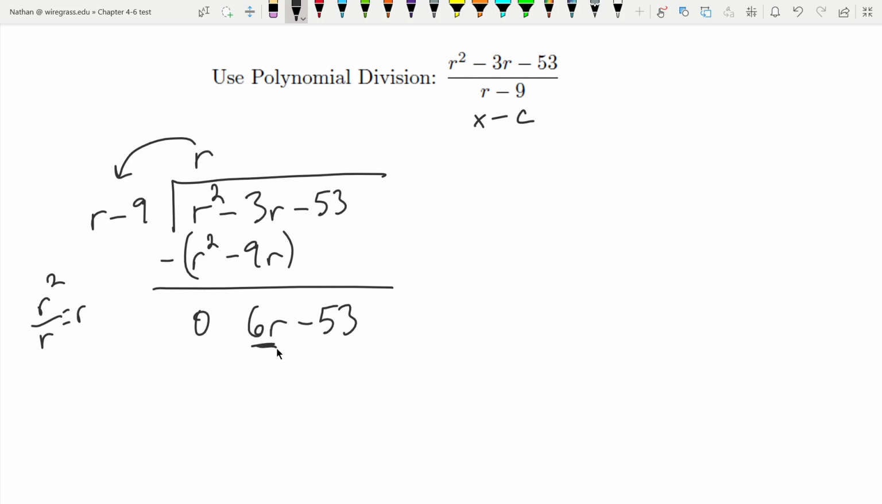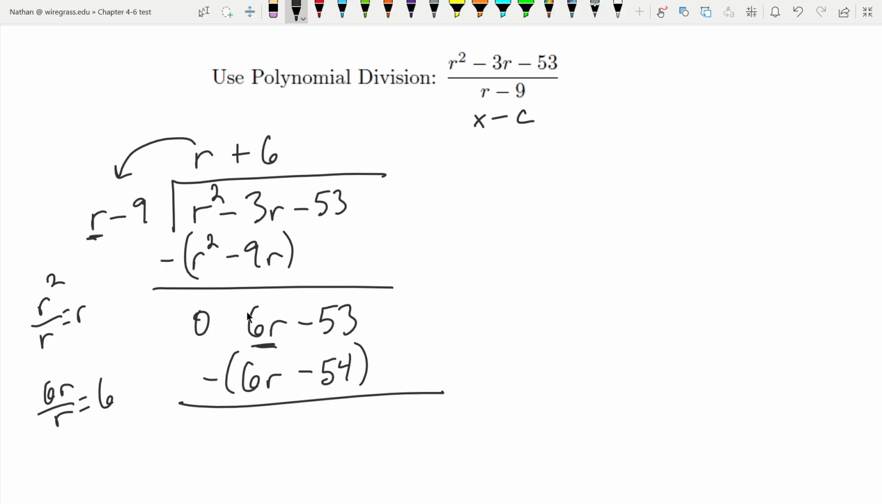So the first term here and the first term here, again, 6r divided by r gives me 6. So it's positive 6, not negative 6. If this were a negative, then you'd have negative 6r divided by r, and it would be negative 6, but it's not. So 6 times r is 6r, which is again what we want, the same thing. 6 times negative 9 is negative 54, right? Now we're going to subtract. 6r minus 6r is 0. That's what we expect.